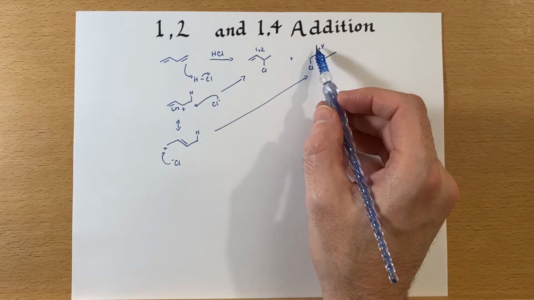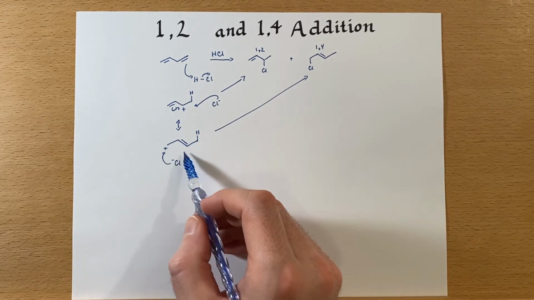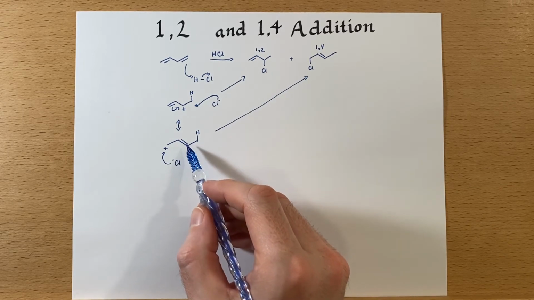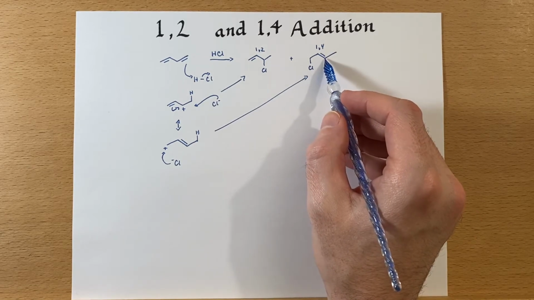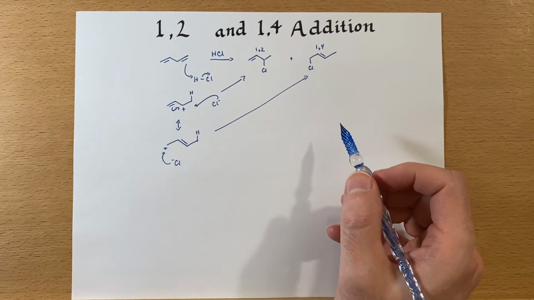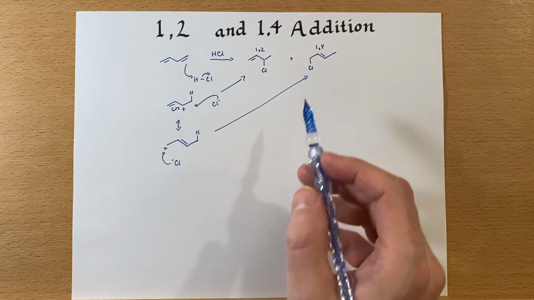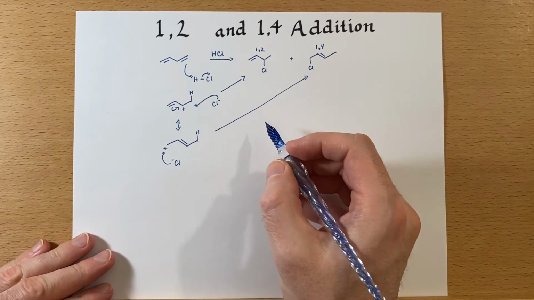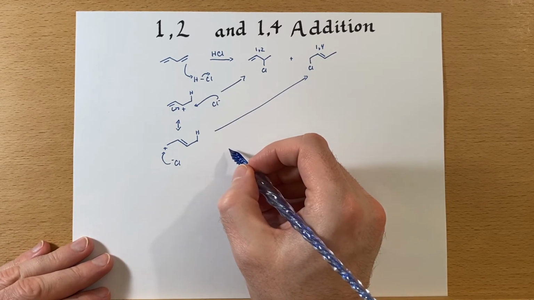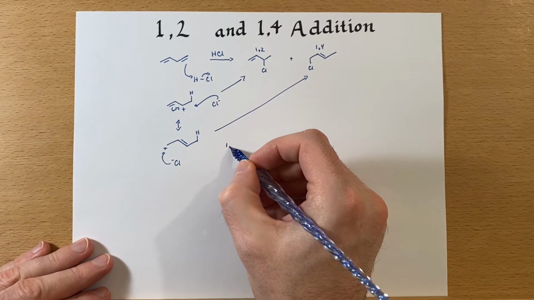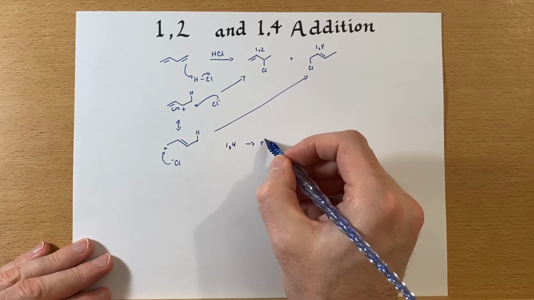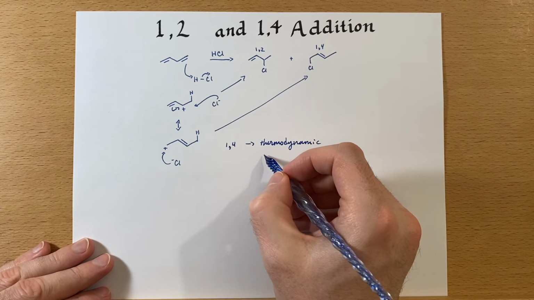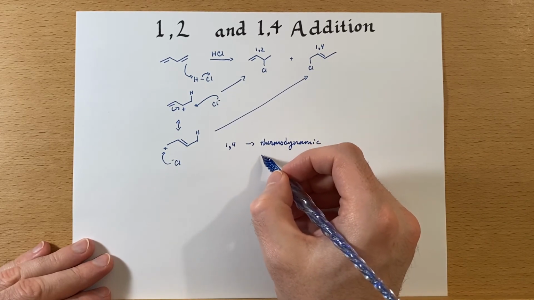What if I want 1,4 addition? Well, this is thermodynamically more stable. And so if I increase the temperature of my reaction, then I can promote the 1,4 product. Now I'll still get both during this reaction, but I can change which one will be the more predominant species. Okay. So in this case, since the 1,4 is more substituted, this is the thermodynamic product. And we can promote that by having higher temperatures.